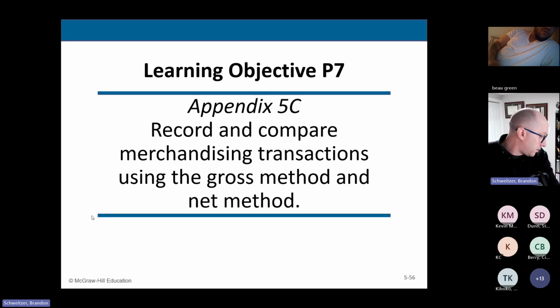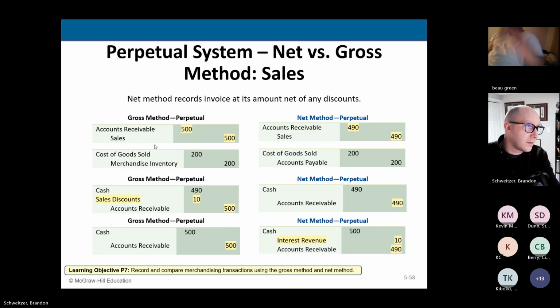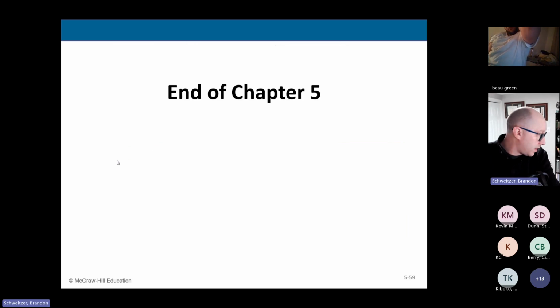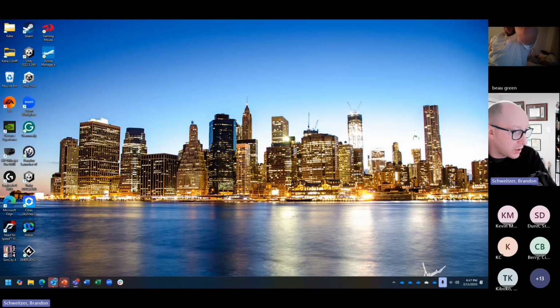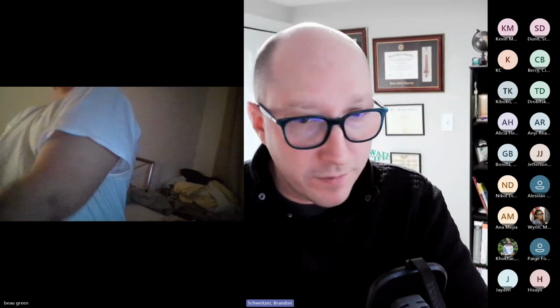And then this is, again, just to show us the comparison between the perpetual inventory system and the periodic. And that is the end of our discussion on merchandise, retail, inventory, all that fun stuff.